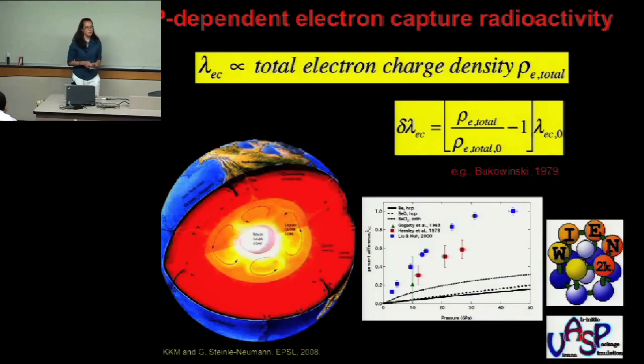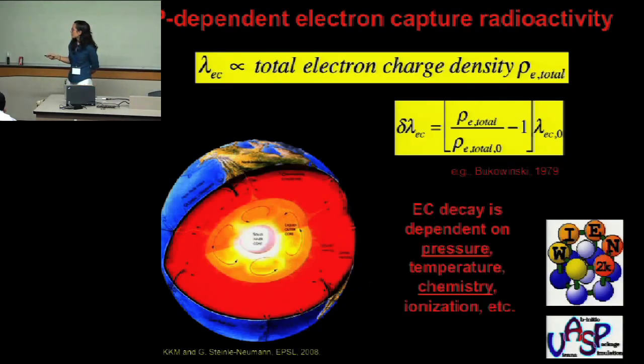There's certainly some disagreement between the measurements, but these were done on different samples that had beryllium-7 in. So you had a beryllium hydroxide, you had a beryllium chloride, you had a beryllium oxide. So there were different chemistries. And as I didn't mention, but I have here on the slide, this decay constant is not just dependent on pressure, which is what we can measure directly in the lab, but it's also dependent on temperature and chemistry.